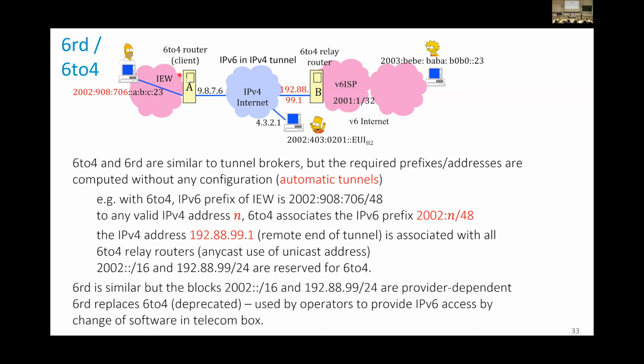6RD is exactly the same, except those blocks that I mentioned, 2002 and 192.88.99.1, are replaced by blocks taken from the IPv6 and IPv4 blocks owned by the operators. So they are hard to guess. Swisscom decides which part of their own prefix they give to it.